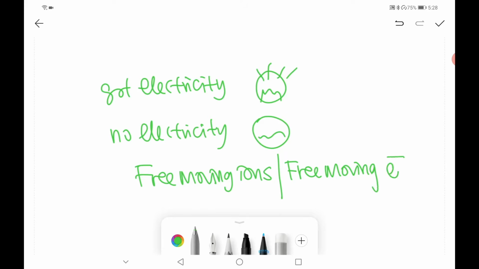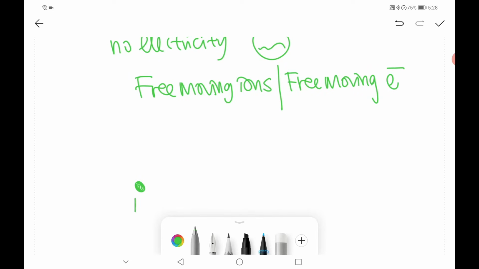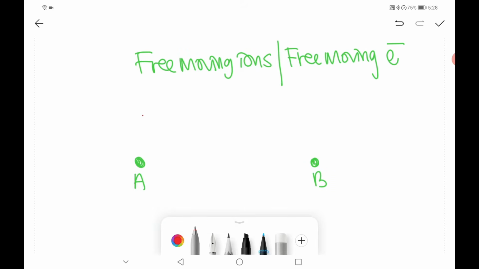Yeah, we can use free moving ions and free moving electrons to explain electric conductivity. Because if you want electricity to flow from point A to point B, you need to have a charge carrier. Charge carrier means somebody to carry the charge.